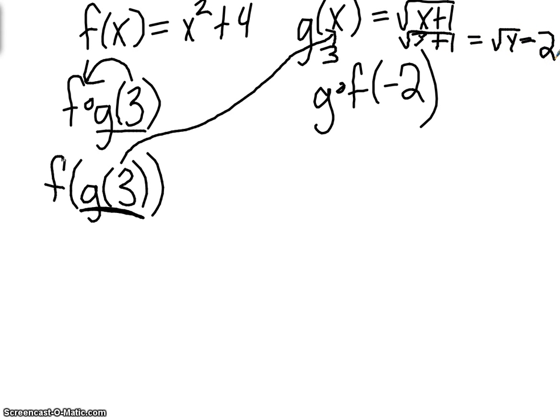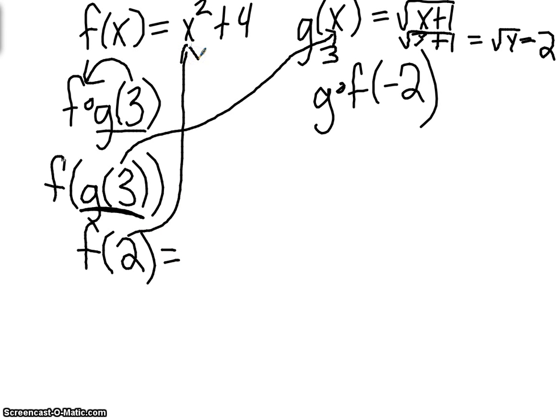So in all actuality, my equation is f of 2. Now when I'm looking at f of 2, I'm going to take this 2 and plug it into this x squared right here. That gives me 2 squared plus 4. 2 squared gives us 4, plus 4 is equal to 8.